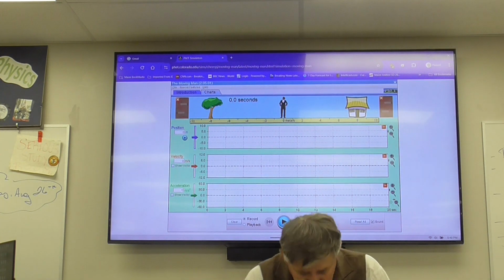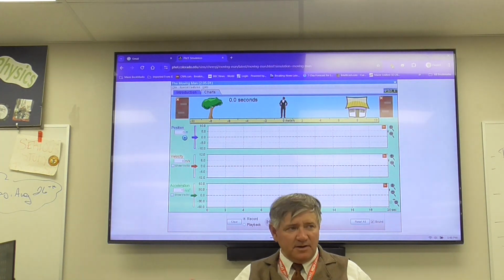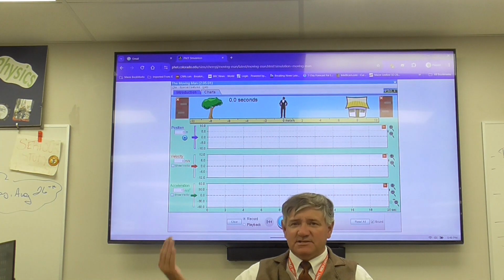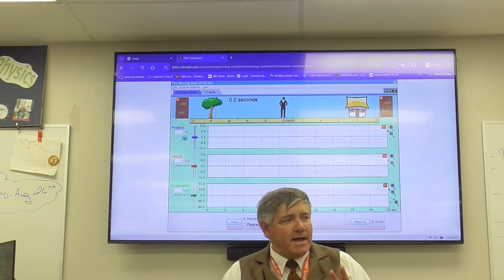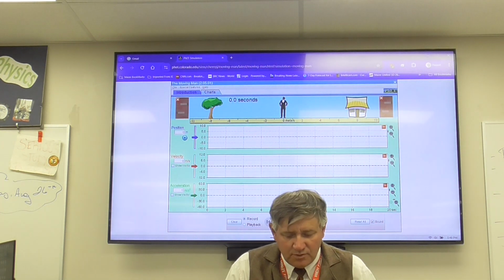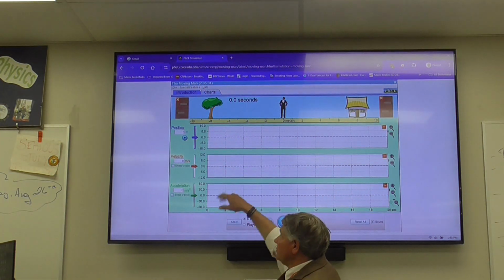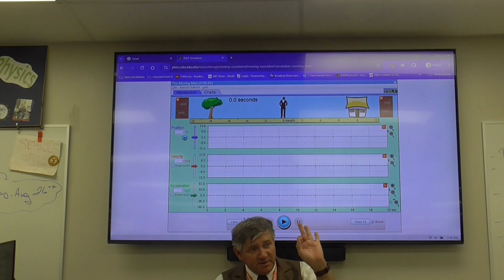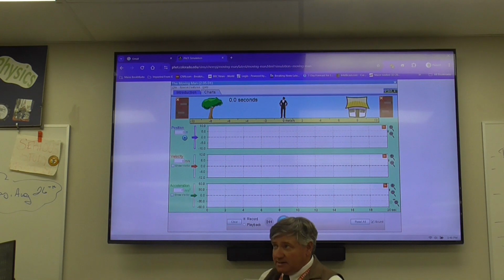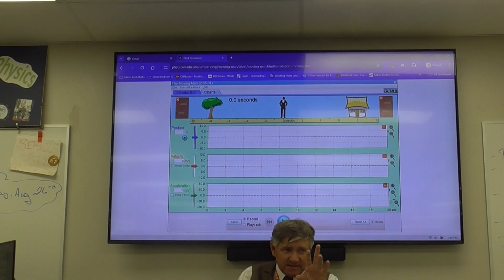So here's what you're going to do. You're basically going to use what I call the dude. Literally, when you read the instructions, he's just the dude. And you're going to look at different scenarios. The cool part about this program is that you can look at different graphs. We're going to look at three different types of graphs: position-time, velocity-time, and acceleration-time. They all have time on the x-axis.